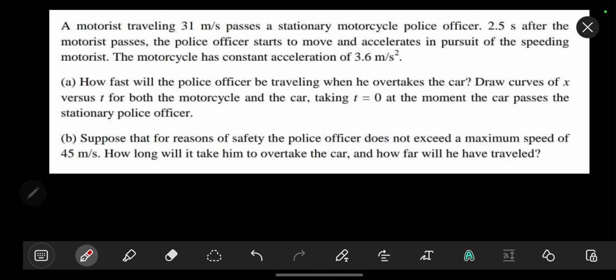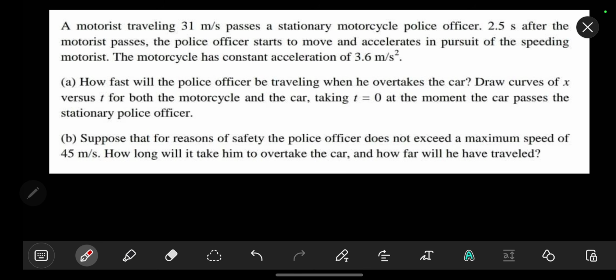answer it. So it says that a motorist traveling 31 meters per second passes a stationary police officer. 2.5 seconds after the motorist passes, the police officer starts to move in pursuit of the speeding motorist. The motorcycle has a constant acceleration of 3.6 meters per second squared. Then we are told: how fast will the police officer be traveling when he overtakes the car?